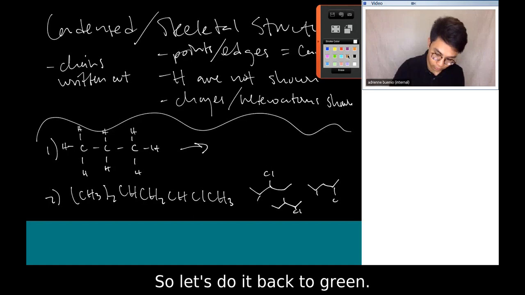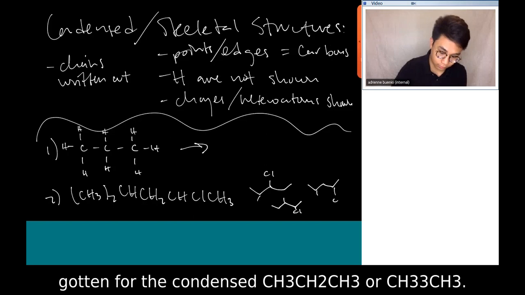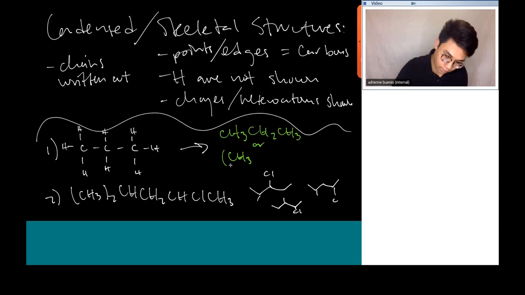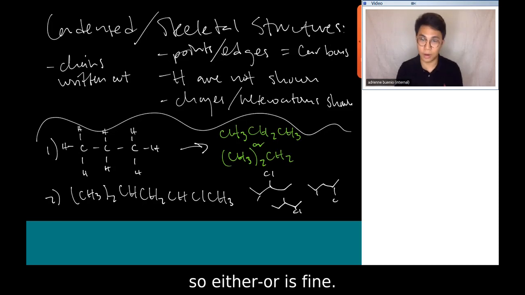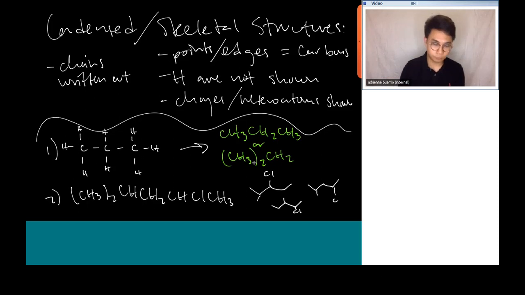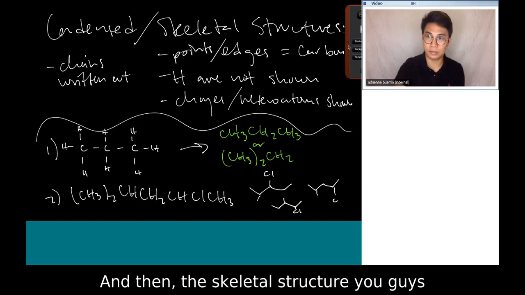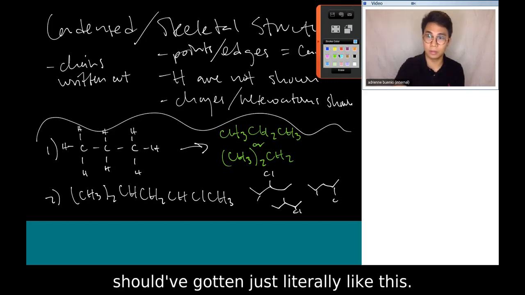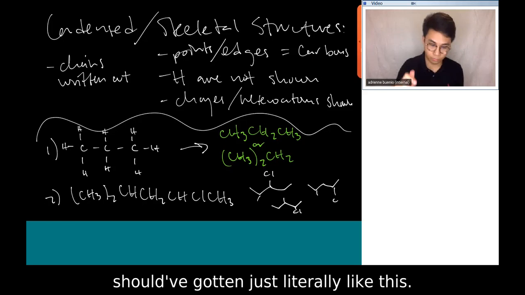Okay, so let's do it. Let's do green. For this one, you guys should have gone for the condensed CH3, CH2, CH3, or CH3, CH2, CH2, right? So either or is fine. And this is like an even more shortcut way, right? And then the skeletal structure, you guys should have gone just literally like this, right?